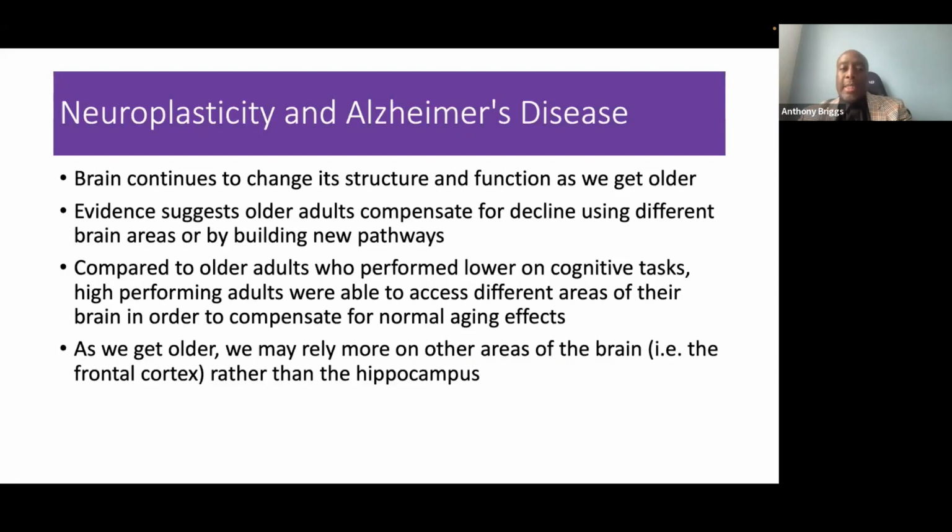So, neuroplasticity and AD. The brain continues to change in structure and function as we get older. Evidence suggests that older adults compensate for a decline by using different brain areas or by building new pathways. Compared to older adults who perform lower on cognitive tasks, high-performing adults were able to access different areas of their brain in order to compensate for normal aging effects. And as we get older, we may rely more on other areas of the brain, for example, the frontal cortex rather than the hippocampus.